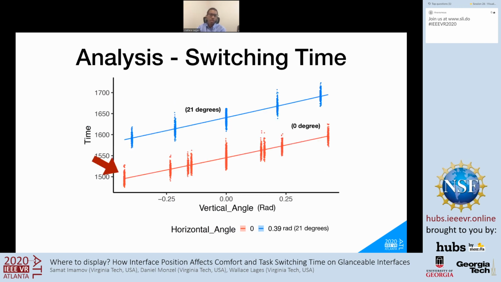And in this other plot, we can see how the vertical angle affected the switching time. The time increases with the positive vertical angles, right? So upwards. The participants were faster looking down than looking up. Again, here we see that participants were faster with the central positions, the red line.